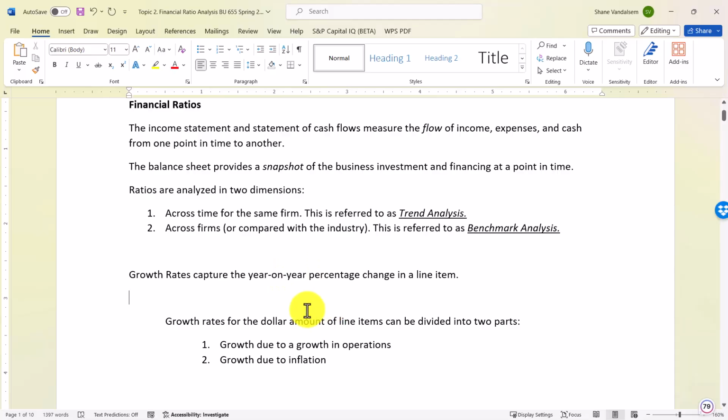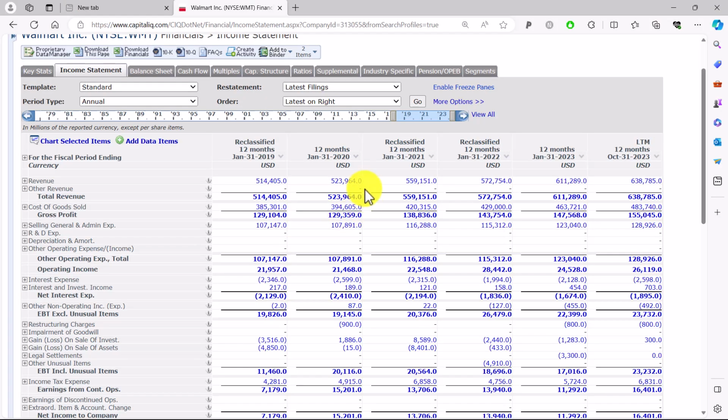So let's look at Walmart. We'll just look at their revenue from January 31st of 2021 to January 31st of 2022. So the dollar amount that they sold during this period of time increased from the previous year. Okay, so that increase is going to come from two different places. One, more units being sold, and two, the increased price that they're selling those units at.